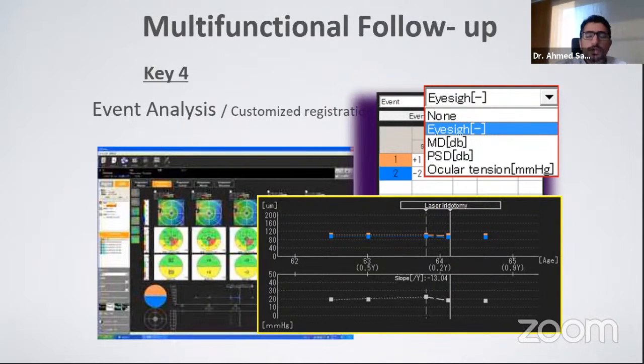So these features that we have in our follow-up analysis are very nice features that are being used by most of our users to demonstrate and explain to their patients the progress in their case and the effectiveness of their treatments.